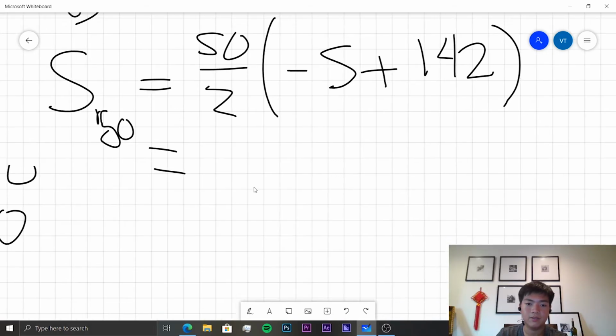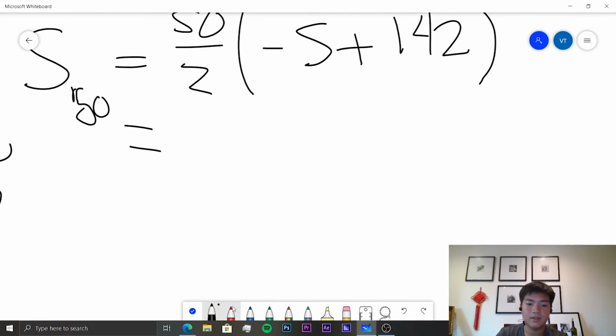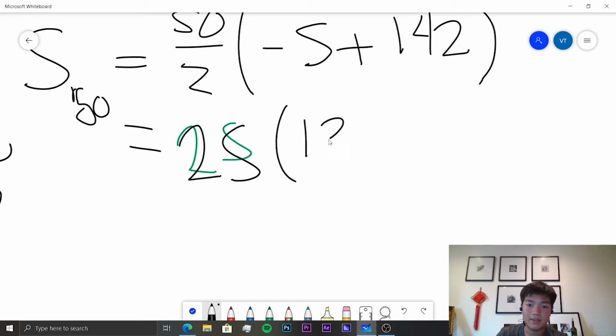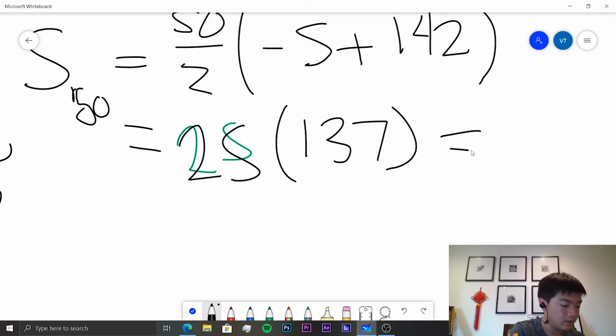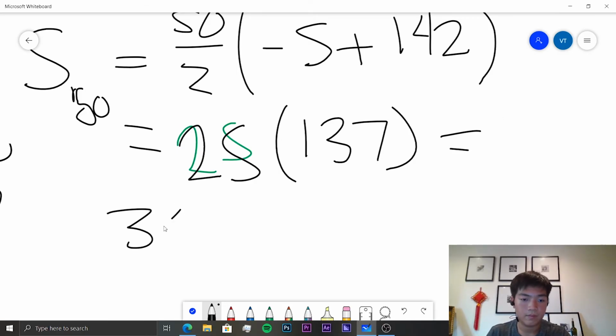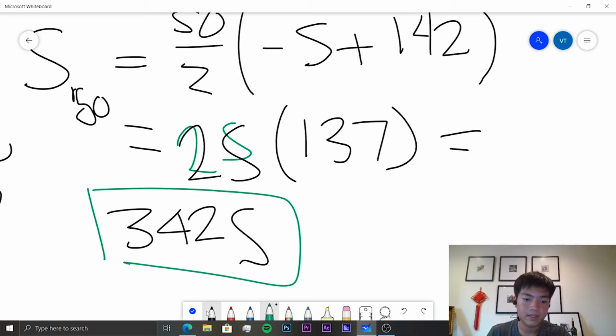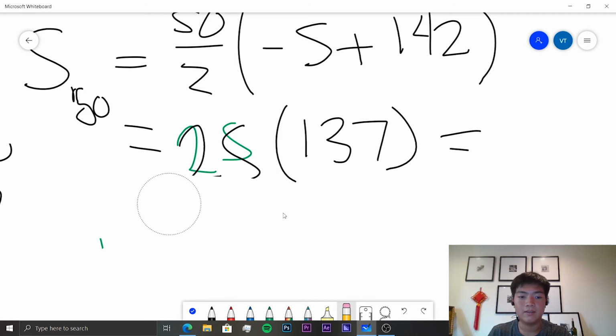which is equal to simply 25, oh, why is that in green? 25 times 137, which is equal to 3,425. So yeah, easy peasy. Now, let's go on to the final question.